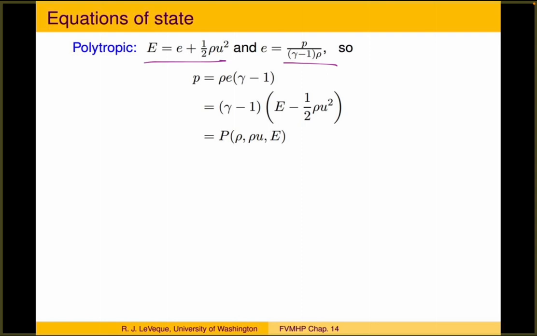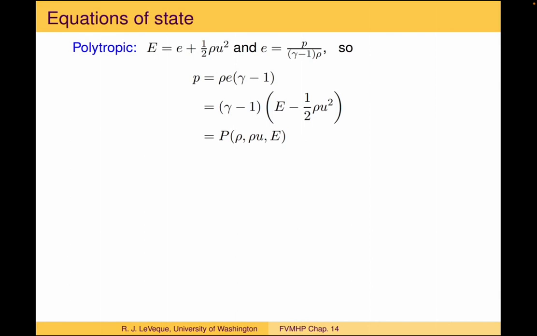and we can solve from this relation between P, rho, and the internal energy. We can solve for what the pressure is as a function of the total energy and the mass and momentum. It's just gamma minus 1 times the internal energy, and that can be written, therefore, as the pressure is some function of the conserved quantities, rho, u, and E, and that's the equation of state for an ideal polytropic gas.